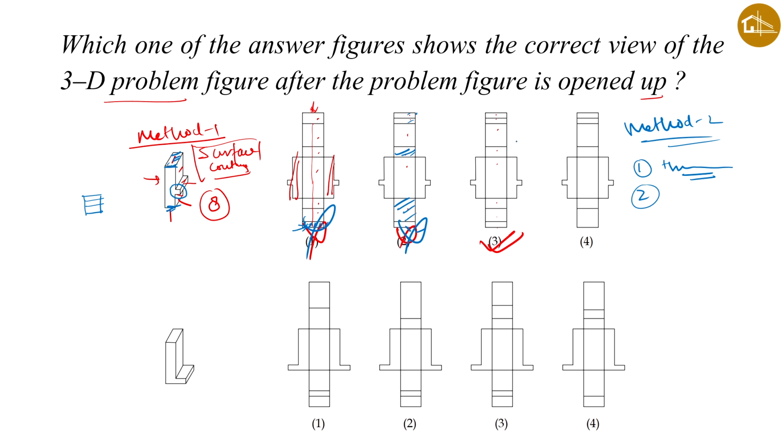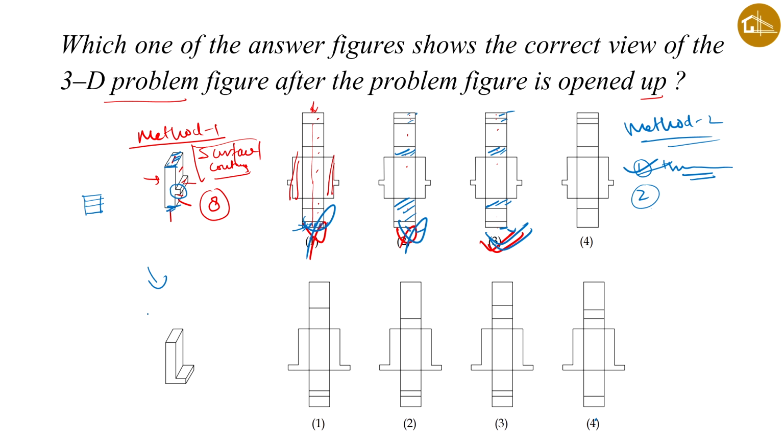In the third one, if you join this end with this end, you will find three continuous faces, 1, 2 and 3. So this one condition is satisfied. The second condition is that this portion and this portion should be equal, and they are equal. So this is the correct answer.